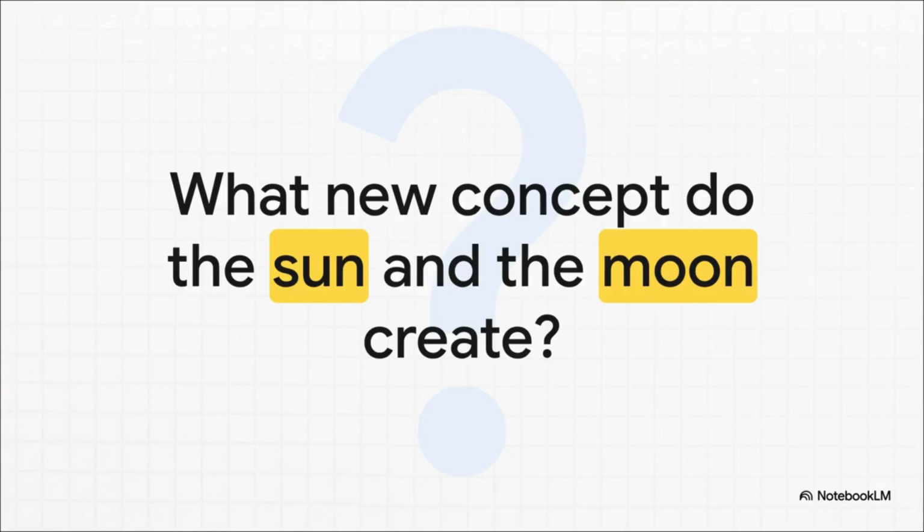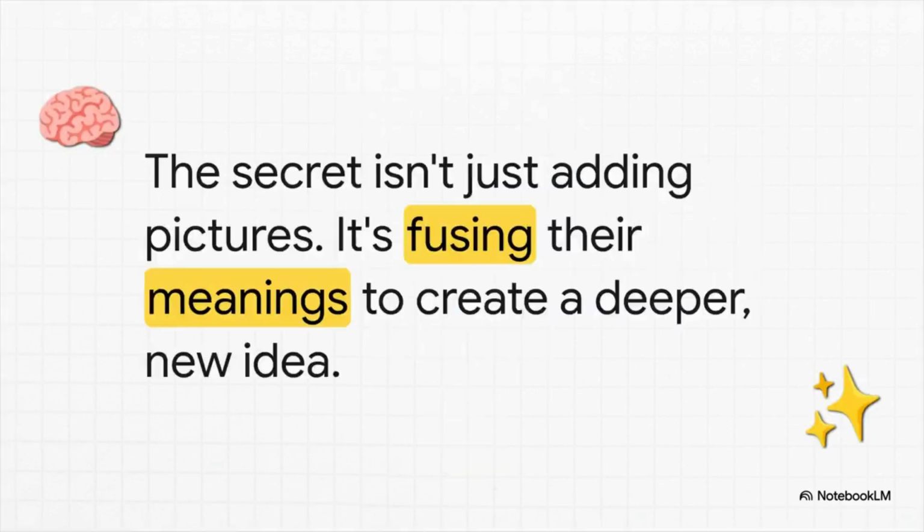All right, I'm going to throw you right into the deep end with a little challenge. Let's say we've got two simple pictures, one for the sun and one for the moon. If you put those two ideas together, what new concept do you think they would create? Go on, have a think about it. If you guess something about brightness or light, you are absolutely on the right track.